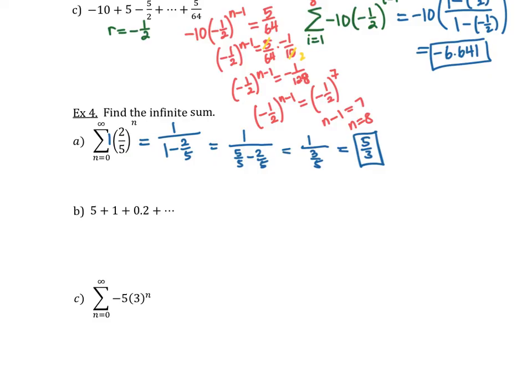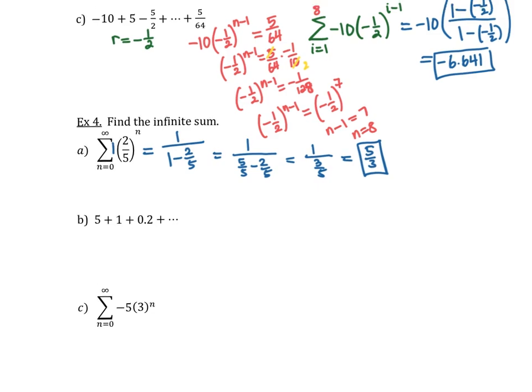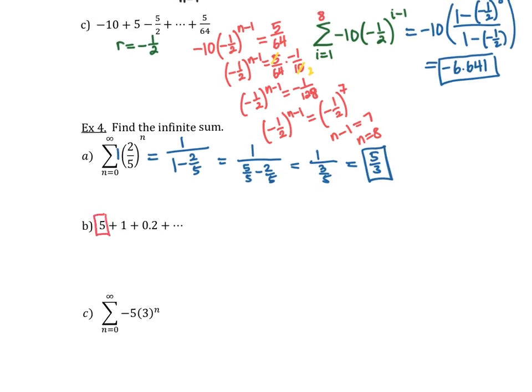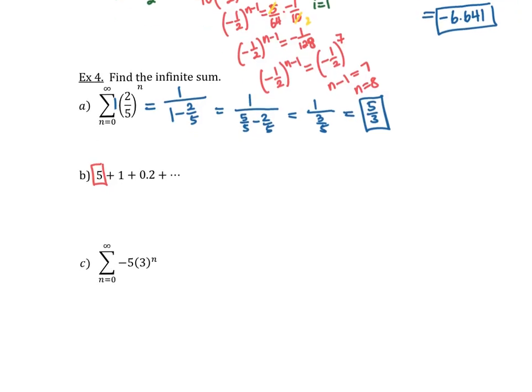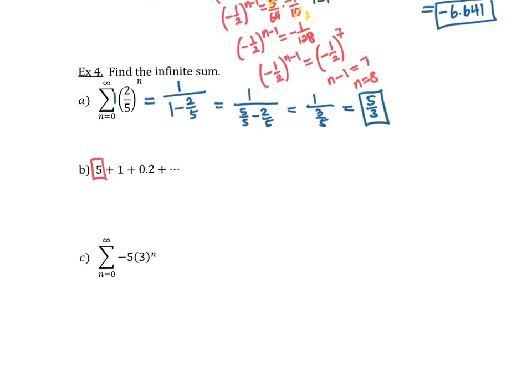Okay, for b, it's also an infinite sum. So let me consider what I need. I need the first term and I need the r. I have the first term. The first term is the 5. I need to figure out what the r is, and I can just do that by inspection, by looking at it. If I go from 5 to 1, I'm dividing by 5, so r must be 1/5. So if I want to find the summation of this sequence, it would be the first term divided by 1 minus r.